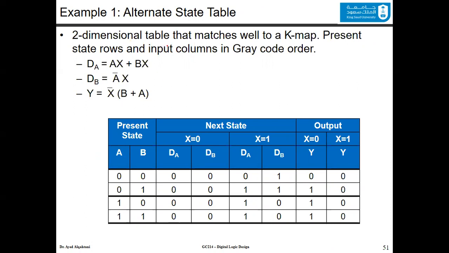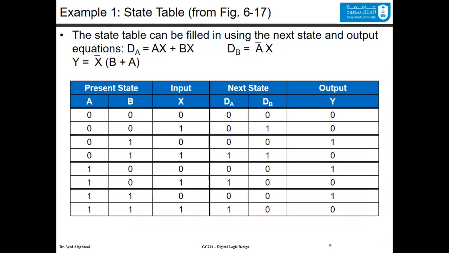you could have a two-dimensional table that matches well with the K-map. To do this, you would say we have a present state, and then the next state will be different based on the input, whenever x is 0 and x is 1. You could do it from the functions, and I will leave this to you because it's similar to what we've seen before, or convert it from the table. You will distinguish between the cases when x is 0 and when x is 1. For example, for dA, when x is 0, it would be 0, 0, 0, and 0.